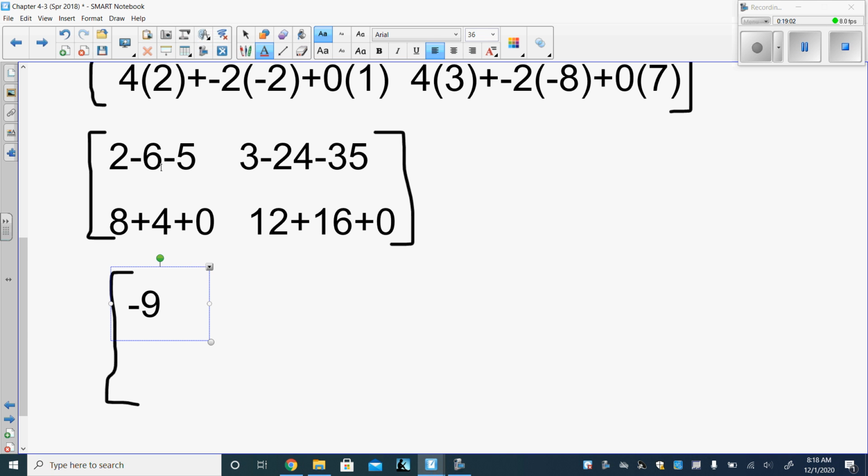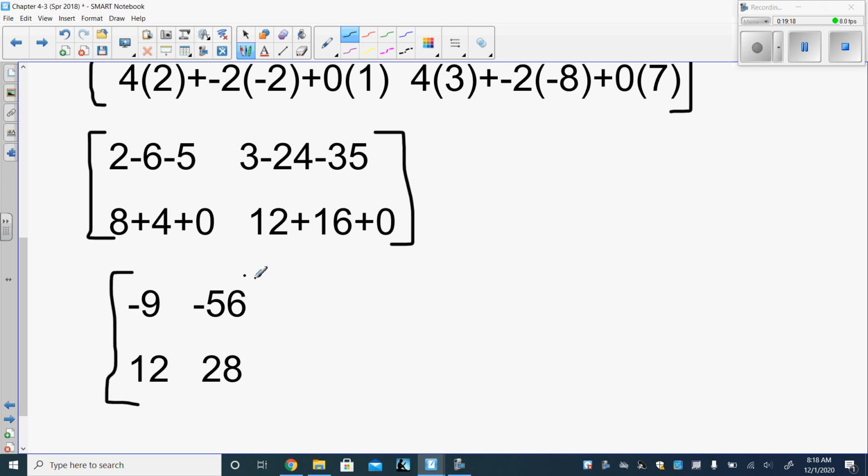3 minus 24 would be negative 21. Minus 35 would be negative 56. 8 plus 4 plus 0 is 12. And 12 plus 16 is 28, plus 0 is just going to be 28. And that's it. We're done with that there.